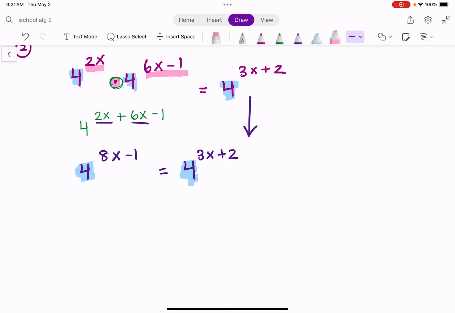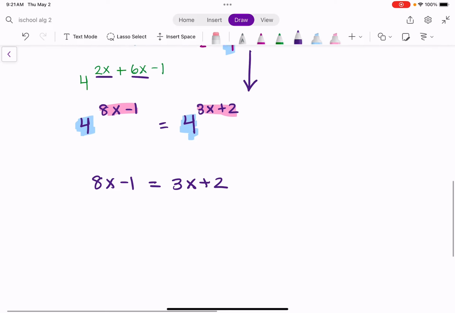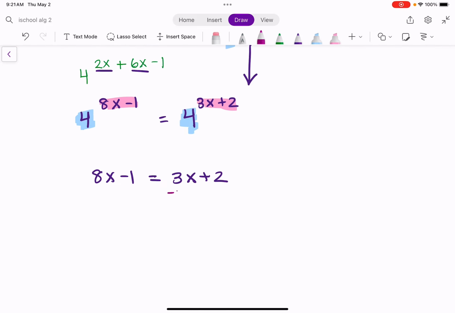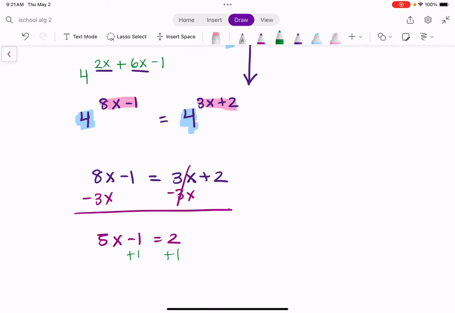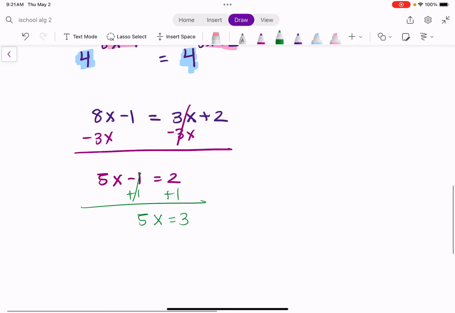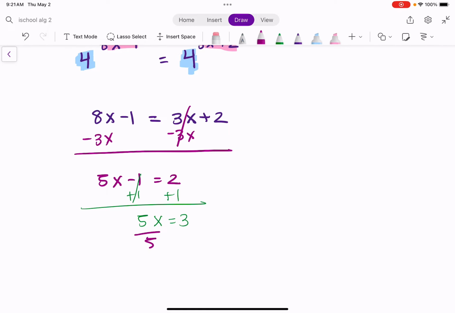So now I have my same bases. So I take my exponents and I set them equal to each other. So I have 8x minus 1 equals 3x plus 2. And now I can just solve. So I'm going to subtract 3x on both sides. I'm going to add 1 on both sides. I'm going to divide by 5 on both sides. And we're going to get x equals 3 over 5.